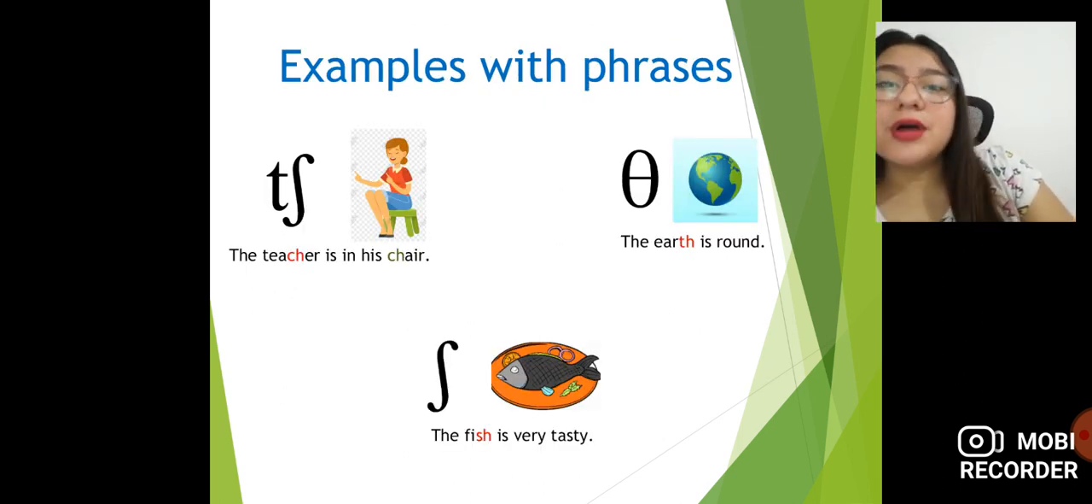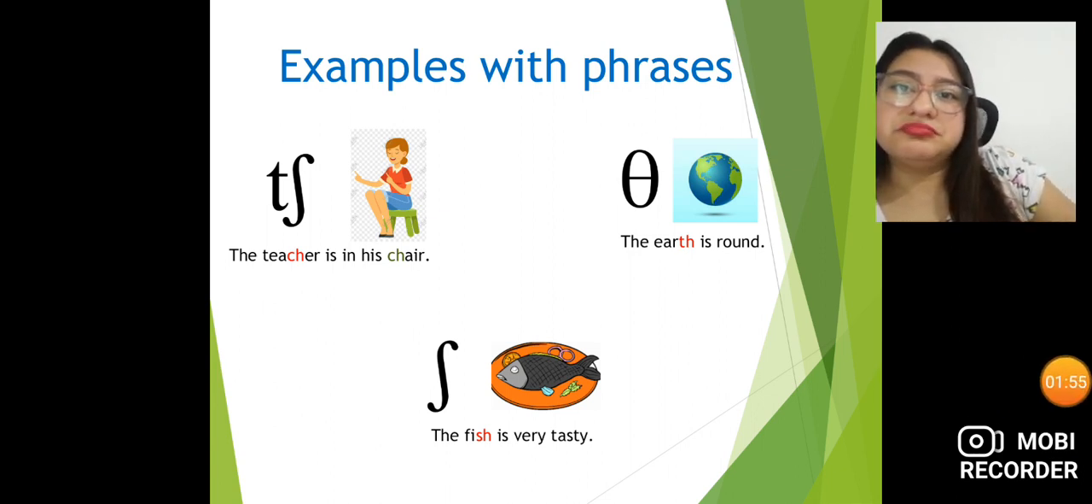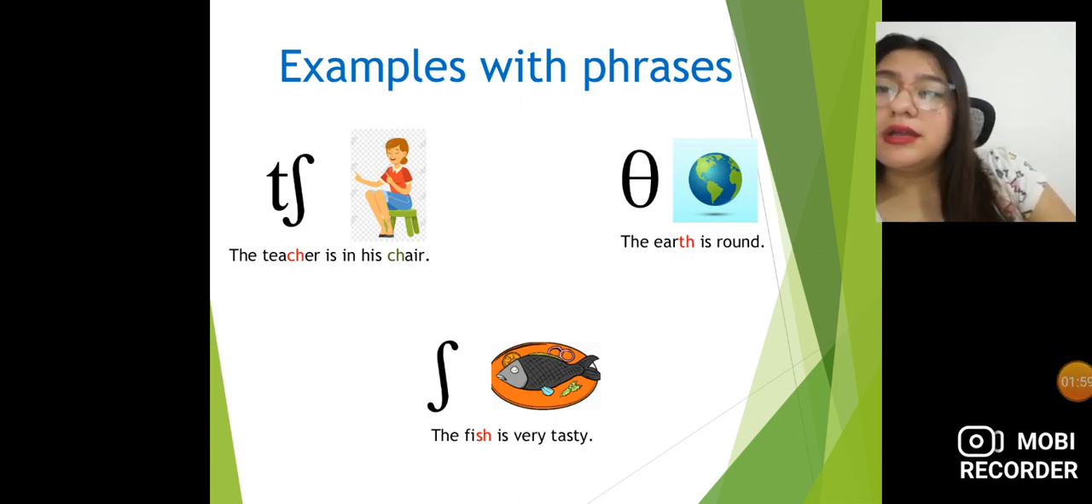Okay, example with phrase. Sentence. Okay, first consonant. The teacher is in his chair. The teacher is in his chair.